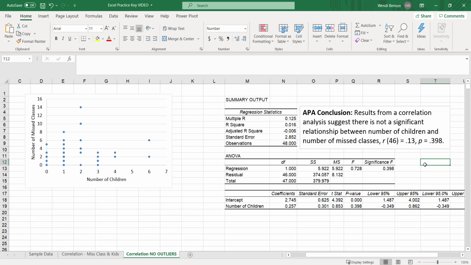All right, so I hope that makes it really clear how APA style write-ups coincide with actual outputs in Excel and makes it easier for you to do this on your own.